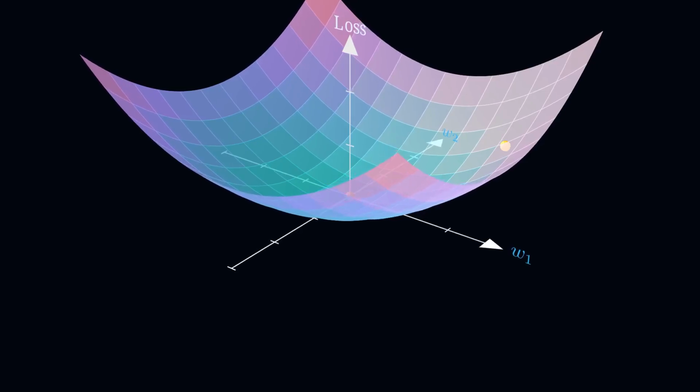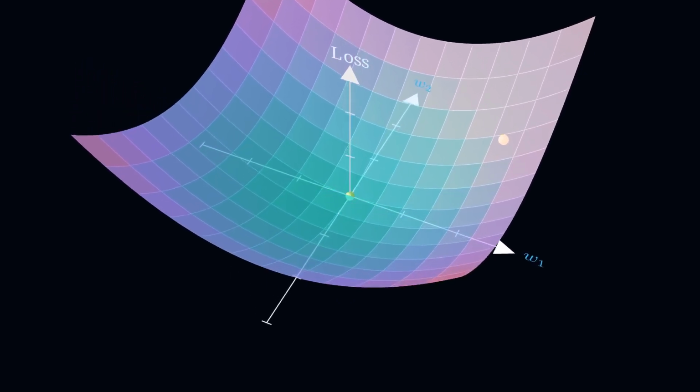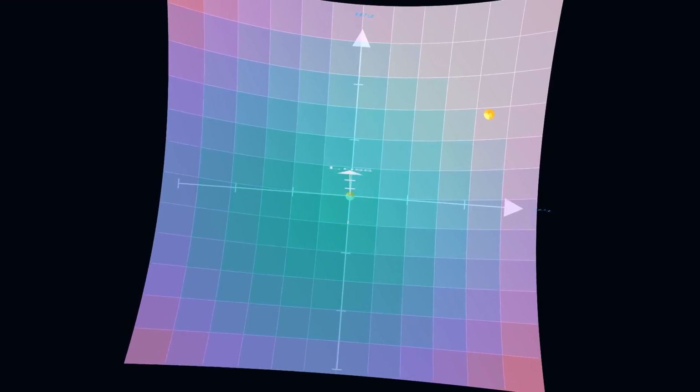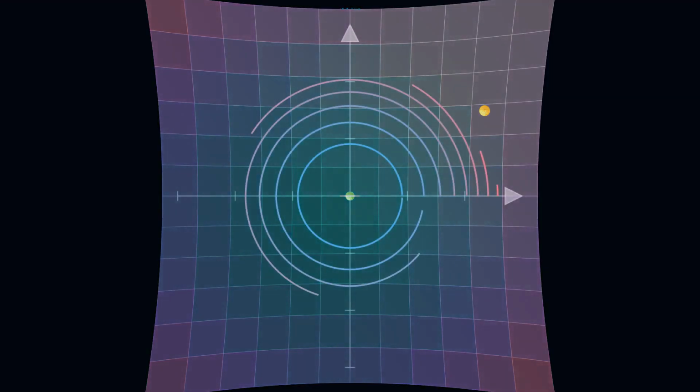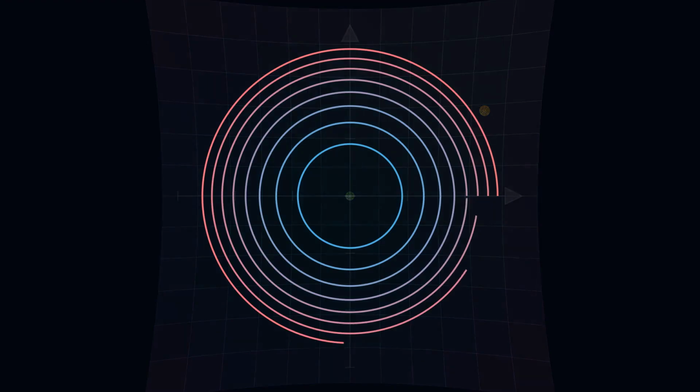Looking at a three-dimensional bowl on a flat screen gets awkward fast. So let's flatten it into a map, the same way a topographic map shows mountains. We look straight down from above and draw contour lines connecting points of equal height. Each ring is a loop of constant loss, like a single elevation line on a hiking map. The outer rings are high up on the bowl, high loss. The tight inner rings are down near the bottom, low loss. The center of all the rings is the minimum we're chasing.